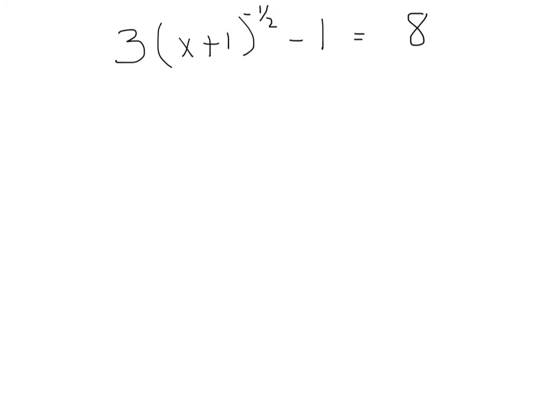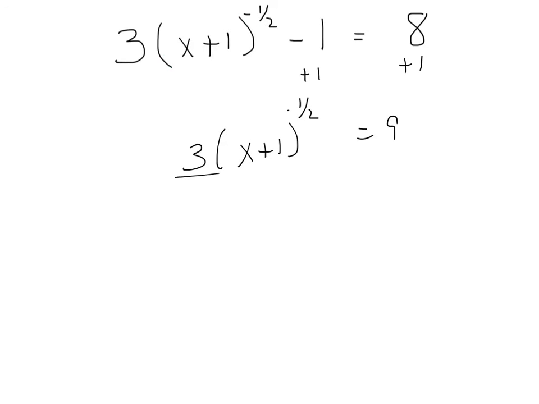So here's an example that looks pretty involved, and it is, but again, we know inverses. Because this variable is in the base, and this is the whole base, and this is raised to the negative 1/2, I'm going to use my inverses, my powers, to break this down to find x. First thing I'm going to do is isolate this base and its exponent. So I'm going to get rid of this minus 1 by adding 1 to both sides. And when I do that, I'll have a 9.